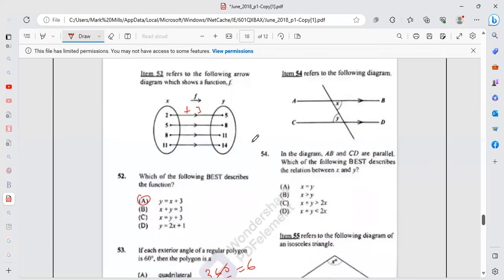Question 54. This is parallel lines and these are alternate angles. The x and y, they are what? X and y are equal. Good.